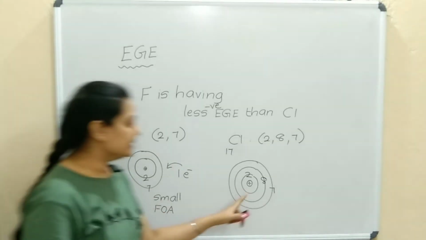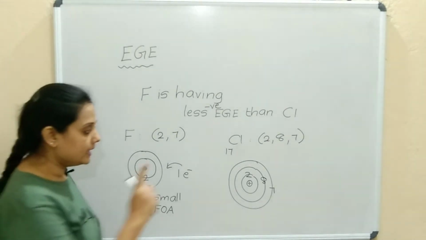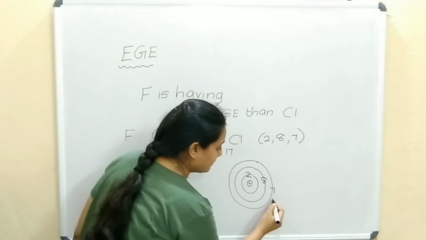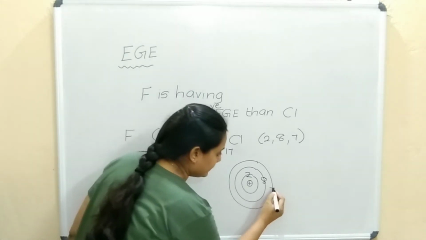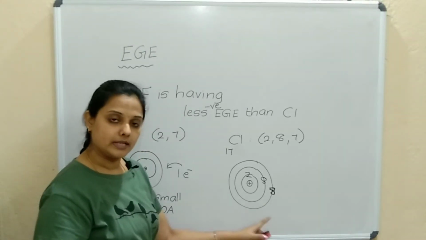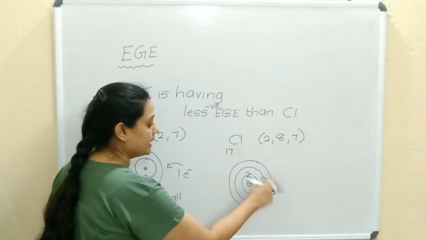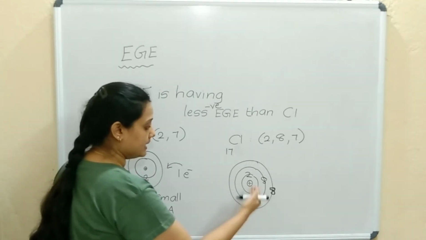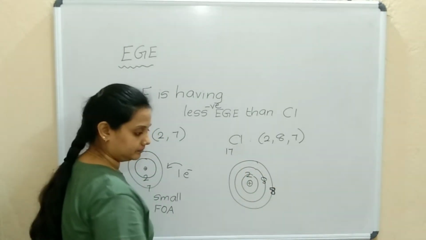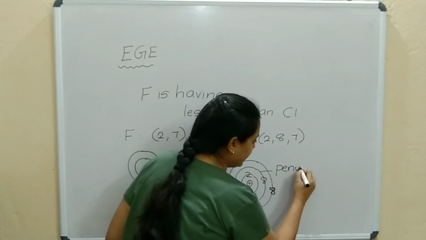Okay. Now in case of Cl, there are 3 shells. The incoming electron will come to the last shell, and therefore the 7 electrons will now become 8 electrons. Octet will be complete, stable configuration. Now it becomes 8 electrons. See the next shell; this shell is called the penultimate shell.